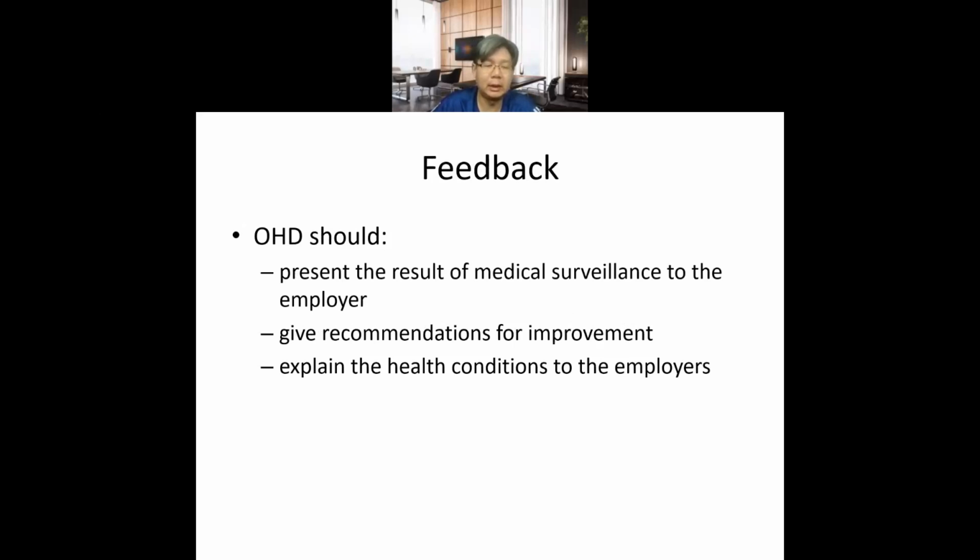This is very important. OHD, after they carry out the medical surveillance, they should give feedback to you. So I know there are many OHD out there. Some give feedback, some don't, some just give you after finish. That's all only. So OHD can give you the feedback. Generally after the medical surveillance, if it's a simple case and I've done it many times already, then usually I'll prepare a report and send it to the company. That's all.